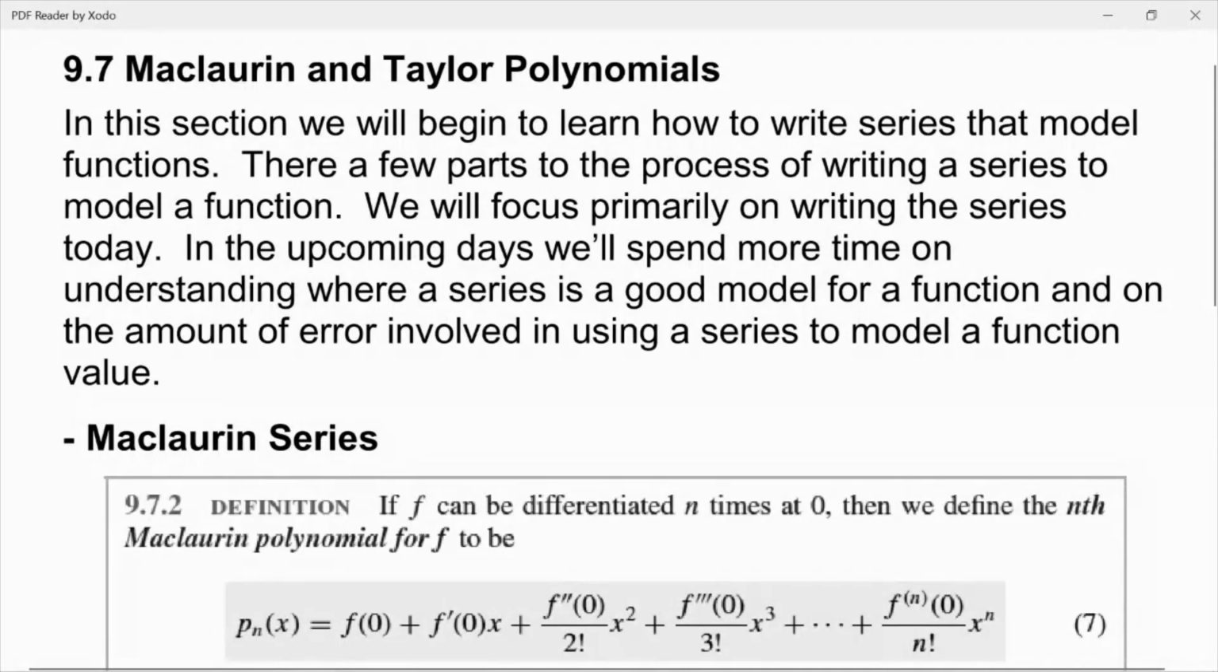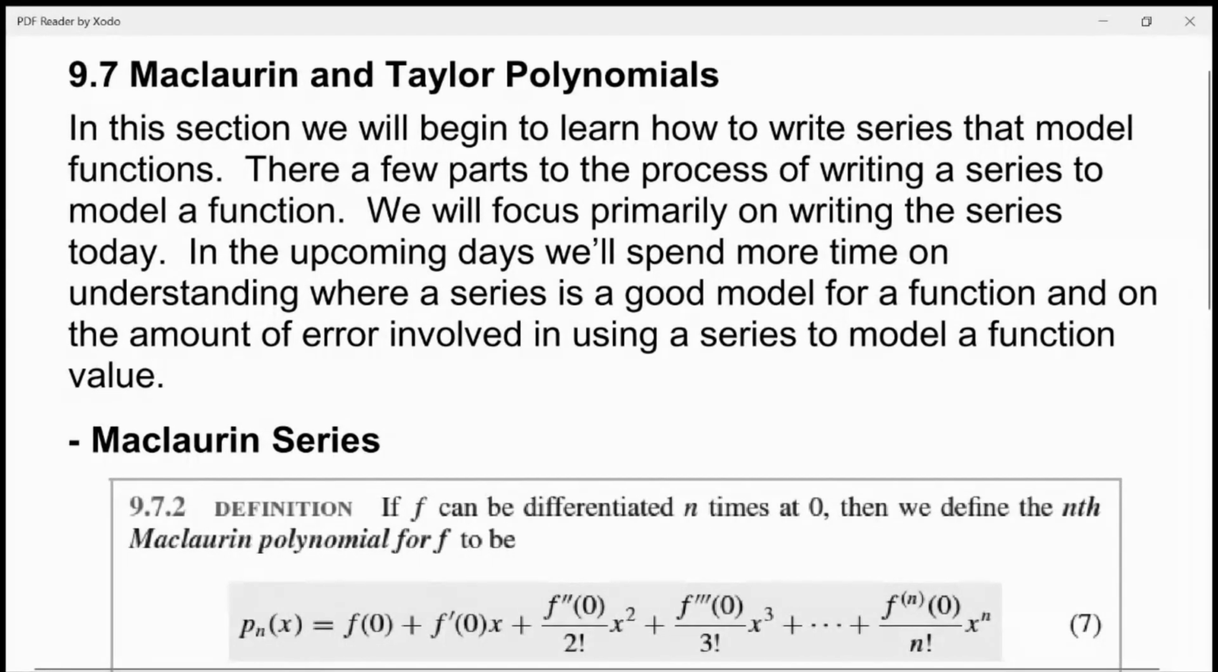This is AP Calculus BC, and in this video, I'm going to talk about section 9.7, Maclaurin and Taylor polynomials. So this is the point in this series unit where we finally get to actually write out a series that will model a function. And so that's really what our focus is going to be today.